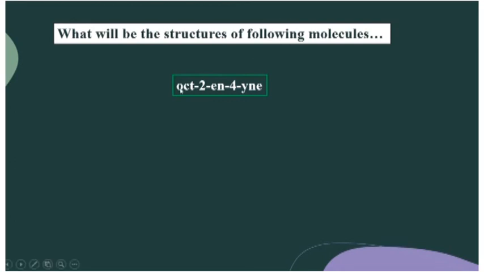And the last one is oct-2-ene-4-yne. So oct means 8 carbons are there in the longest chain. 2-ene means 2 position has a double bond and 4 position has a triple bond. So second position has a double bond, fourth position has a triple bond. Okay, so this is the correct structure.